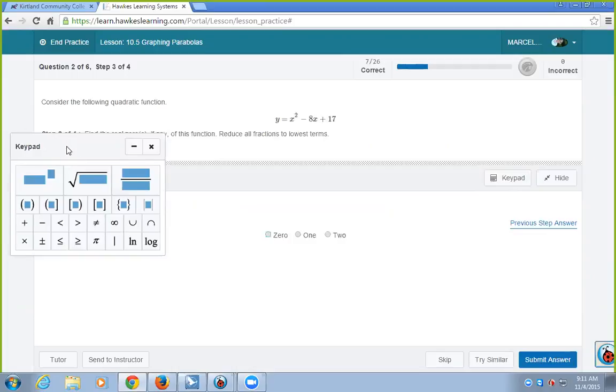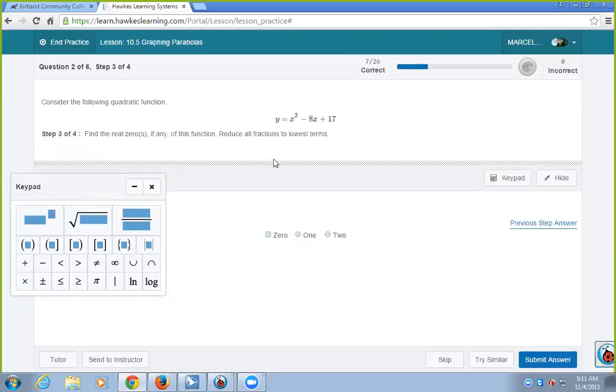And then, what's it asking me now? It says find the real zeros. So we would have to go through and see if we can come up with what those would be. And the real zeros, is it going to have 1? Is it going to have 0 of them? Or is it going to have 2?